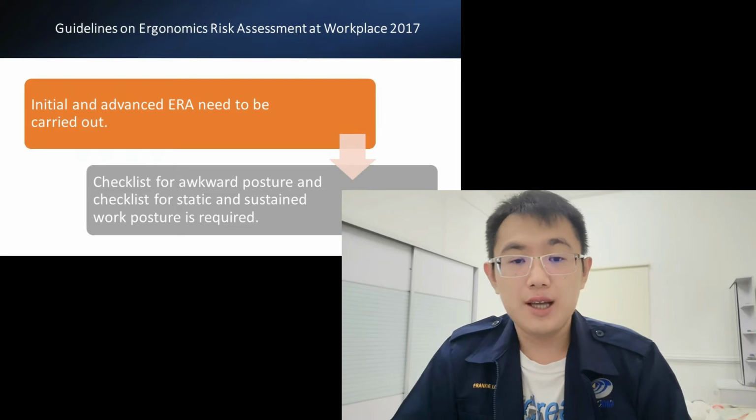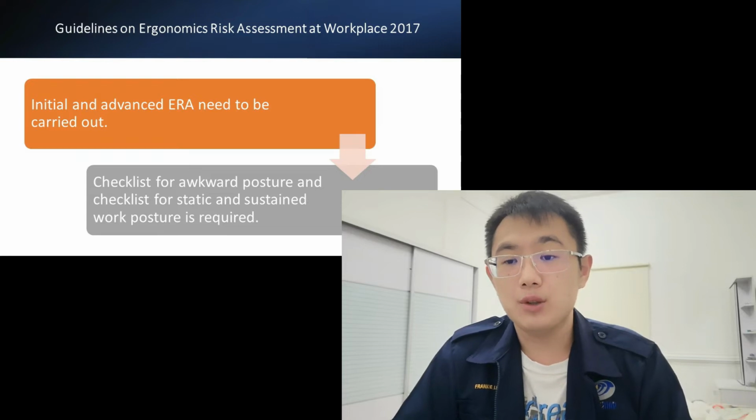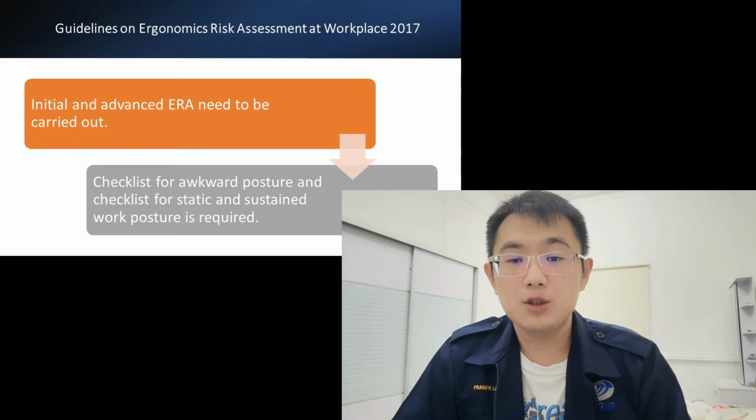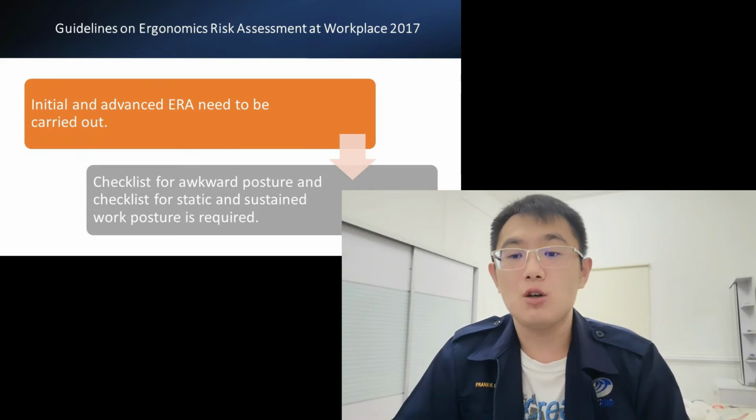A checklist for awkward postures and a checklist for static and substandard work postures are required to identify whether it requires advanced assessment or not. Advanced ERA needs to be implemented when the risk factors are significant or over limits. There are 2 common techniques in risk identification, which are reactive and proactive techniques. The risk assessment for standing at work can depend on the severity of problems and classification of risk.